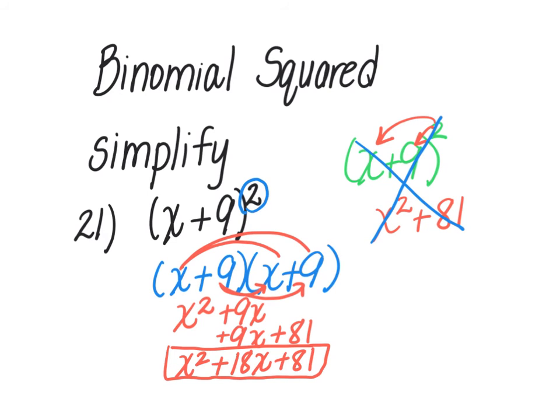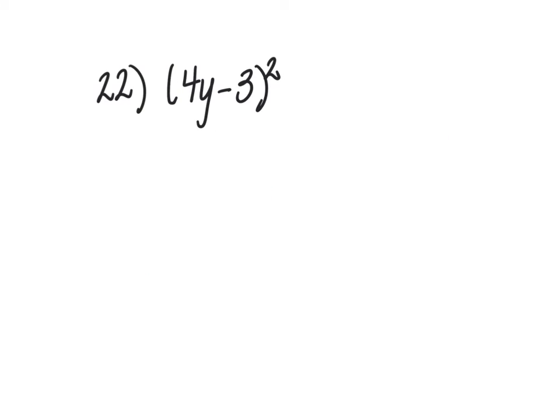You need to write it out twice so that you can make sure that you get your middle terms. If you don't, you're going to end up with only having two terms, and that's incorrect. So take the time to write it out twice, because that's what it means when you have a binomial squared. It's a binomial multiplied by itself. Number 22, we have 4y minus 3 squared. First step, write it out twice.